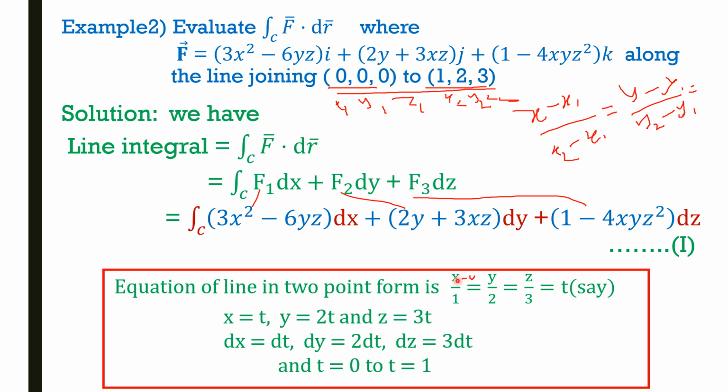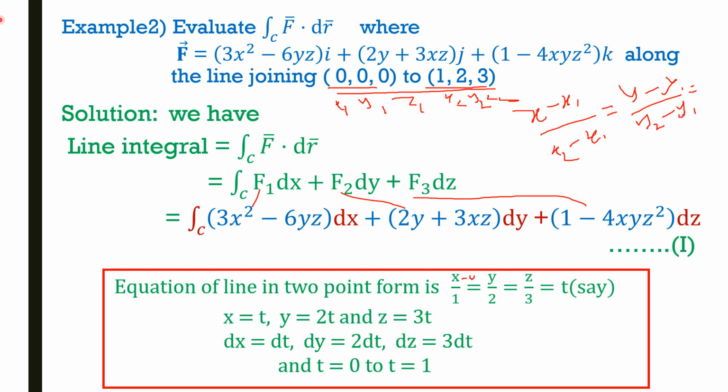So if you consider x/1 equal to t, what do I get? x is equal to t. y/2 is equal to t means y is equal to 2t, and z is equal to 3t. Therefore if we take the derivative, dx is equal to dt, dy is equal to 2 dt, dz is equal to 3 dt.